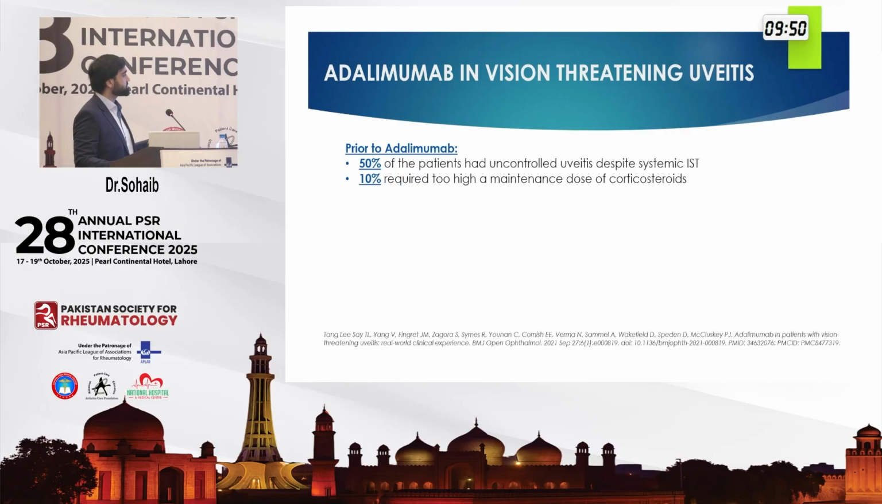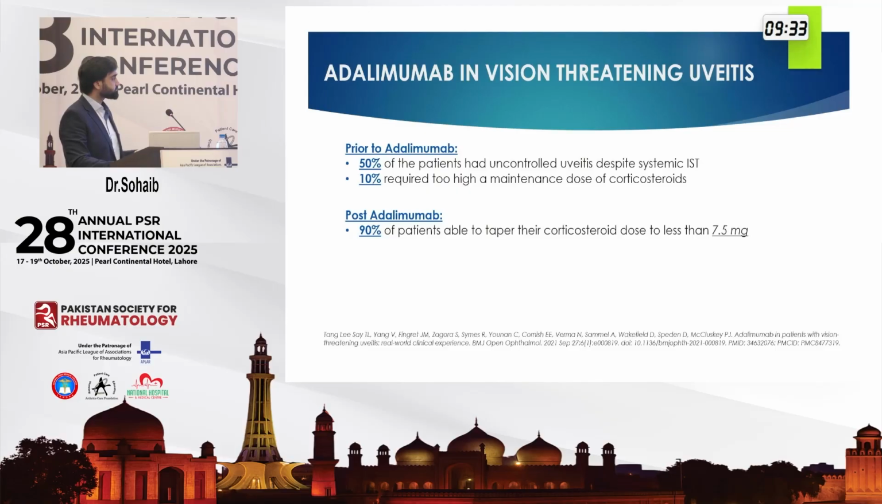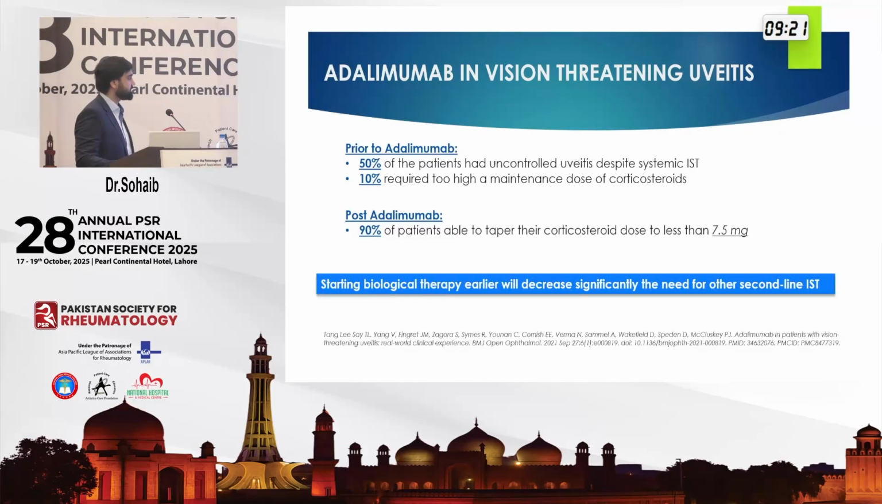So the patients before adalimumab, in this very large study, 50% of the patients were on immunosuppressive or immunomodulation therapy, and still their uveitis was not controlled, and 10% of them needed a very high dose, more than 50 mg of steroids. Post adalimumab, 90% of the patients were able to taper their steroids to less than 7.5 mg, which is the immunosuppressive dose. So the patient was on an anti-inflammatory dose of about 5 mg in such patients.